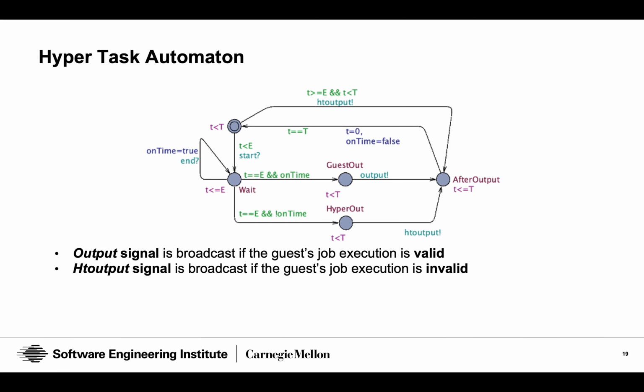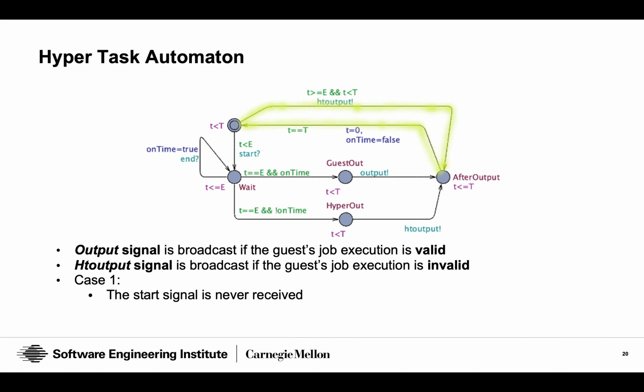The hypertask automaton should be responsible for guaranteeing the correct output signal is broadcast for the mixed trust task. If the guest job execution is valid, then the guest output signal should be broadcast. Otherwise, the HT output signal, which corresponds to the output signal from the hypertask, should be the one broadcast.